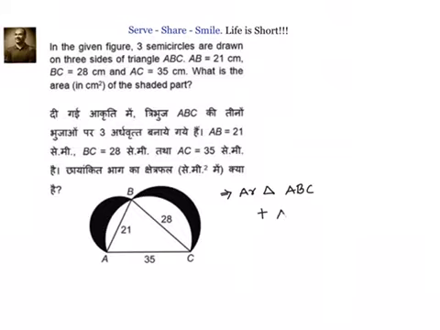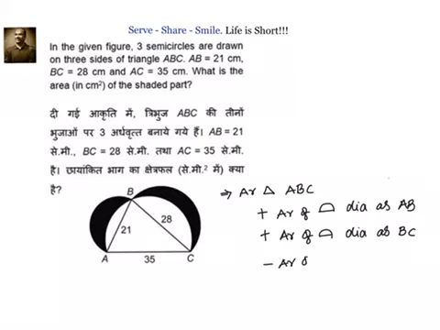plus area of semicircle with diameter as AB, plus area of semicircle with diameter as BC, minus area of semicircle with diameter as AC. Now this is what is the shaded area.